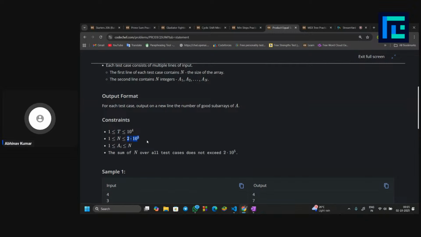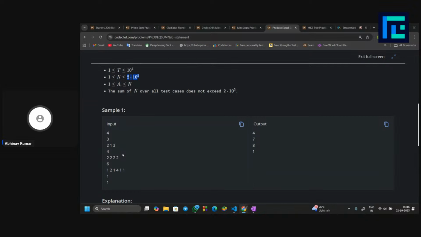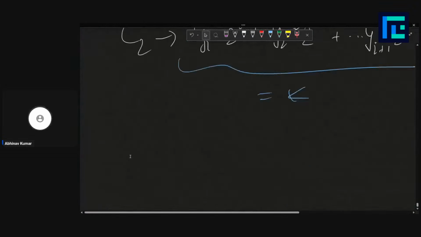So n is given up till 2 into 10 to the power 5. You cannot check individually for every subarray, because there can be n square number of subarrays and order of n square would not be accepted. This is the first thing to notice in the problem. Otherwise, taking some prefix sum and prefix product and checking every subarray in order of n square would be fine, but you cannot do that. So you'll have to think of some clever way to do it. Okay, let's look at one test case to understand the problem if you haven't already.